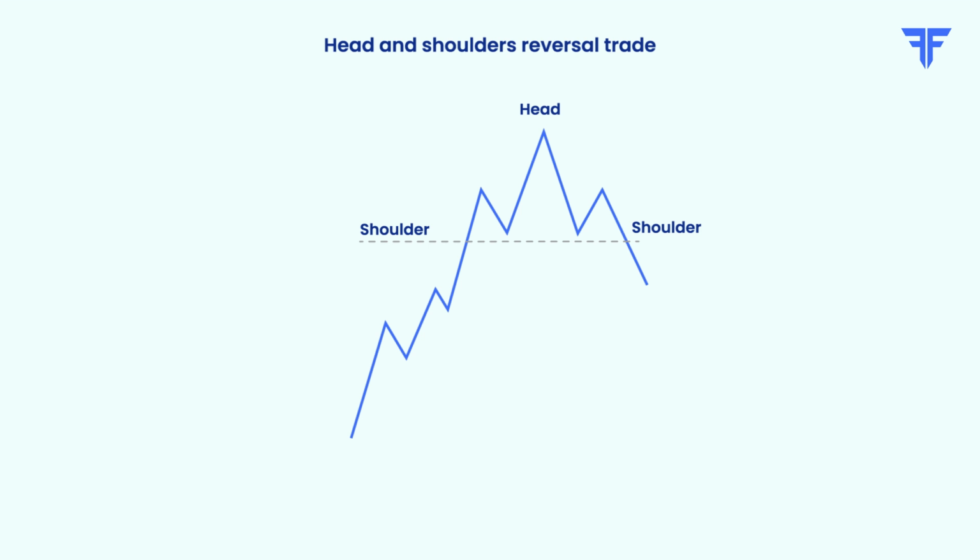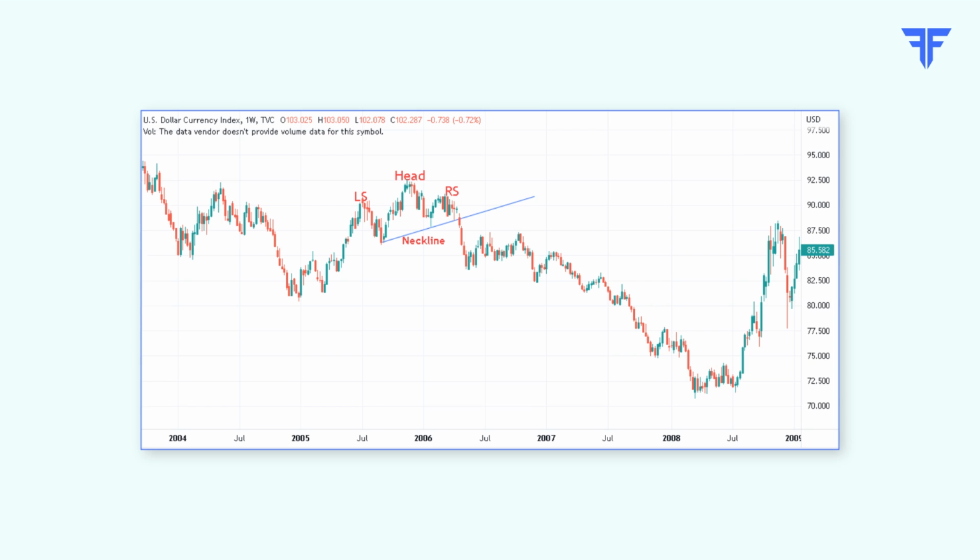The head and shoulder reversal trade is one of the most popular price action trading strategies, as it is relatively easy to choose an entry point, stop loss and the target. So this is the US dollar chart. In the year 2006, you can see that the prices formed a head and shoulder pattern and gave a neckline breakdown. So when prices give a neckline breakdown, at that level you can go short in the US dollar. And at that time the price was at around 90 levels.